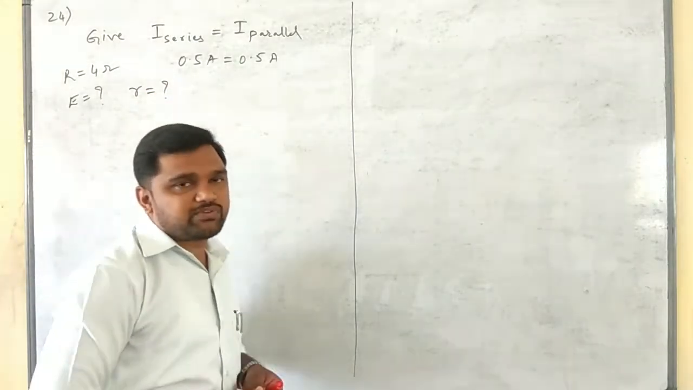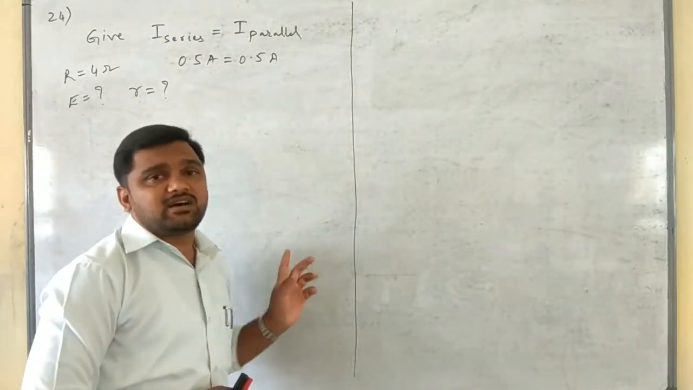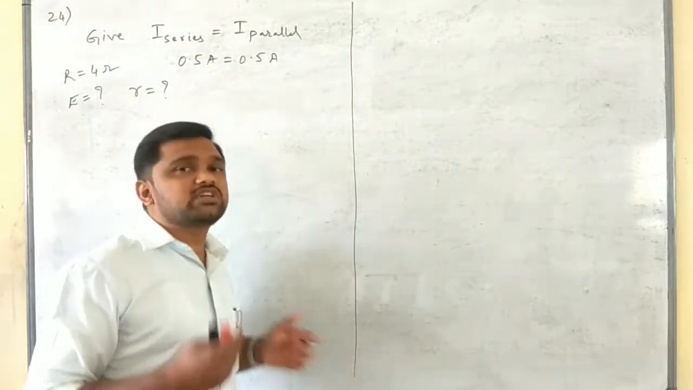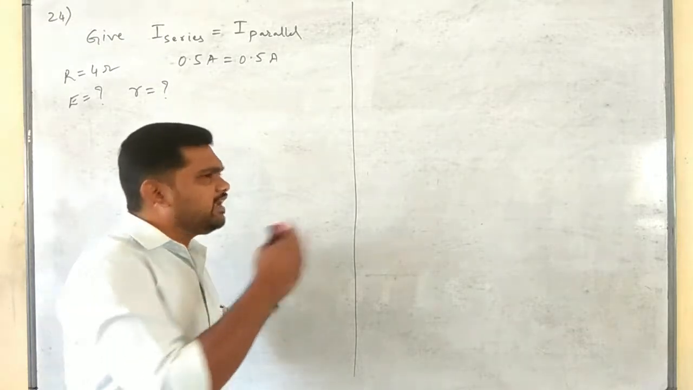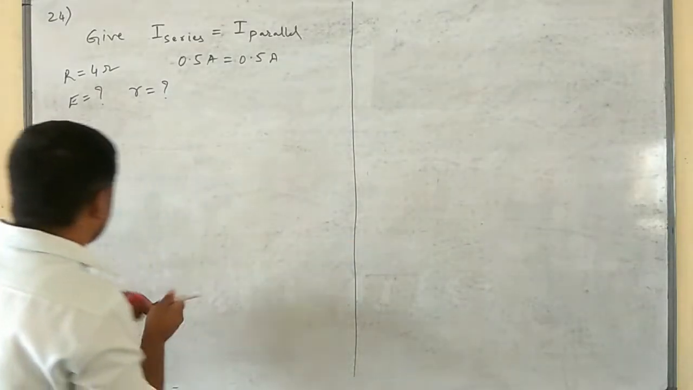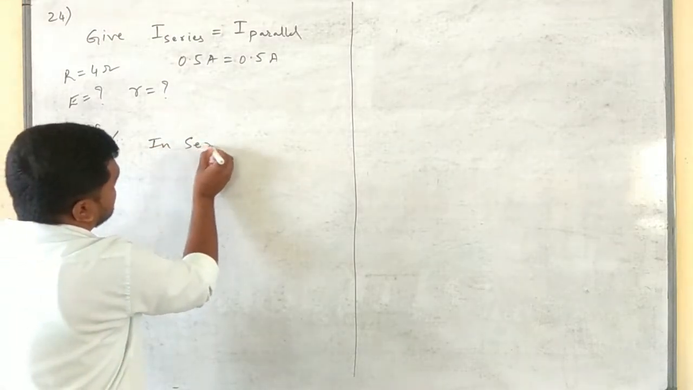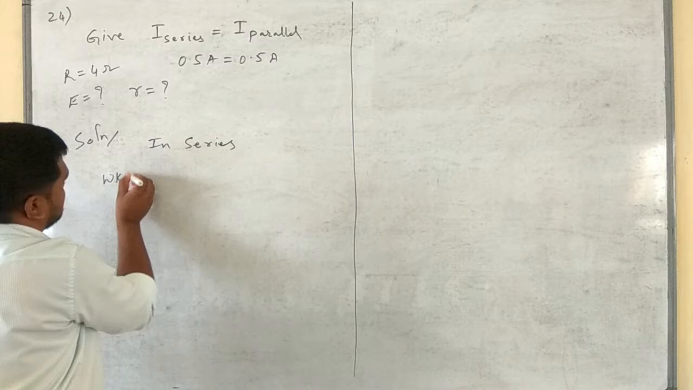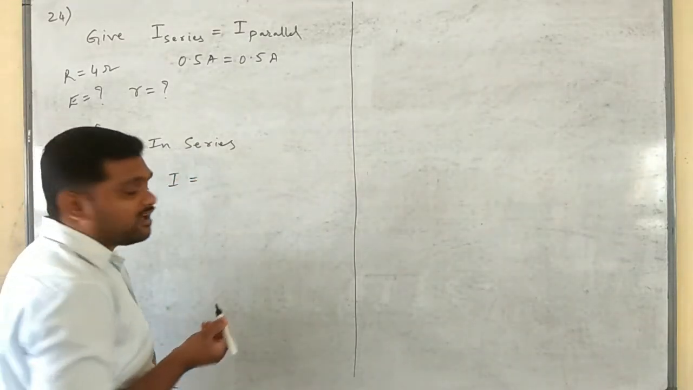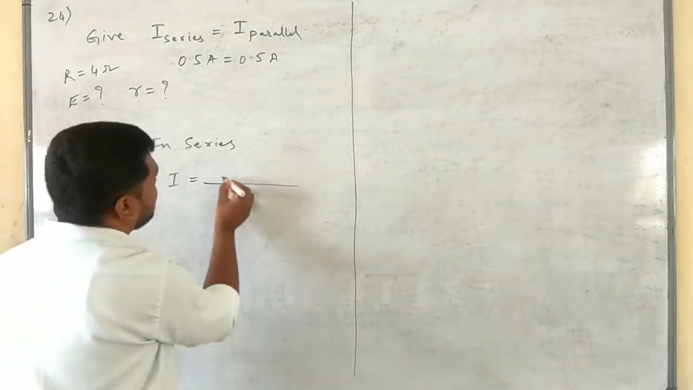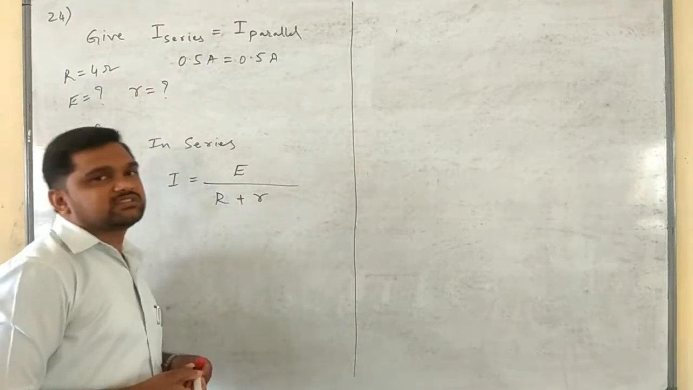What is the EMF of the cell? EMF means the potential difference across the two terminals of a cell when there is no draw of current, that is, in an open circuit. See, in series, we know the formula for the current drawn from the cell is given by I is equal to E divided by R plus r. So this is the formula.